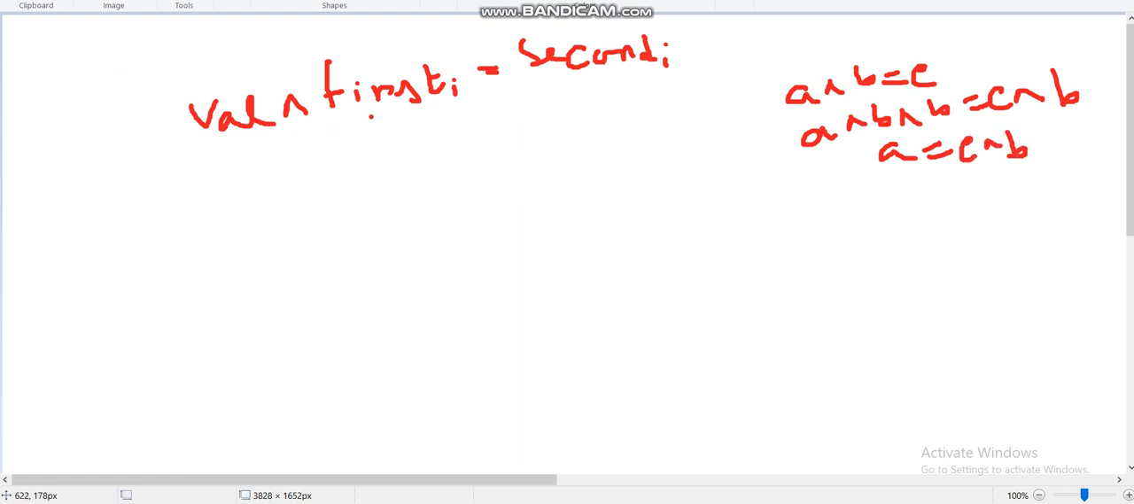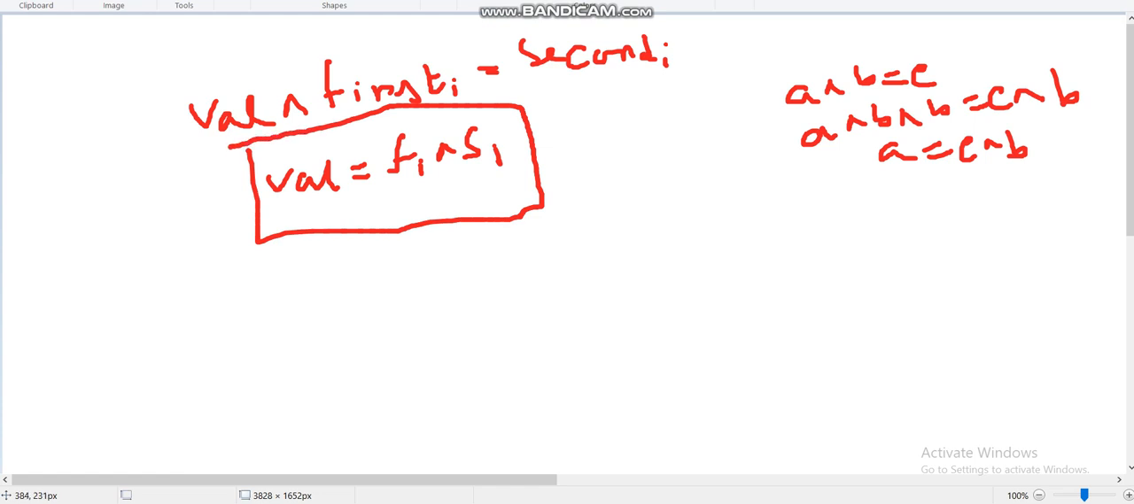If we XOR first_i on both sides, we will have val equals first_i XOR second_i. So let me write fi XOR si. This is the equation we will require. So now the problem is nothing but, instead of fi and si, if we are given only val, we have to find the shortest substring in s, with the lowest left index, such that val is present.